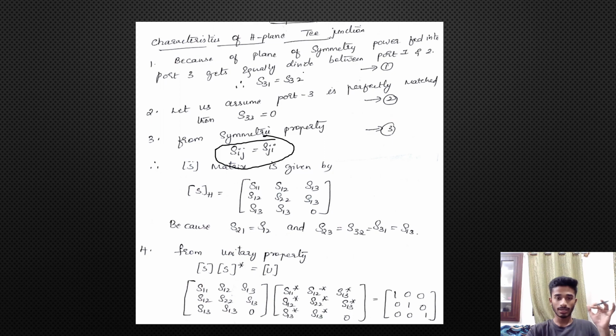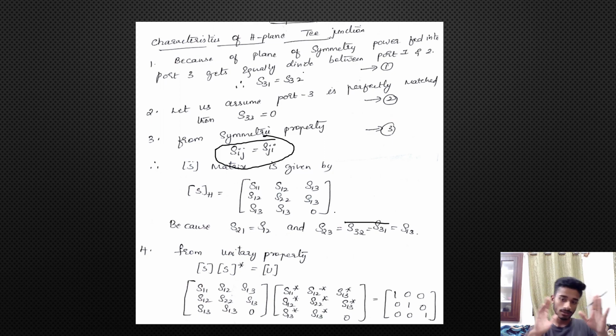So the matrix is given by, this is a standard matrix M cross N. Because S21 equals S12 and S23 equals S32 equals S31 equals S13, we have modified this matrix a little bit, okay?